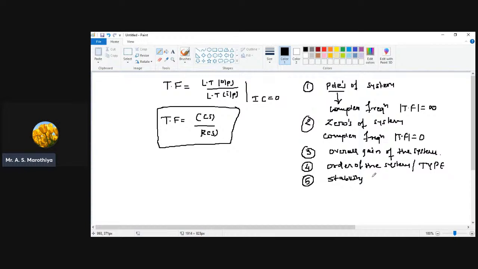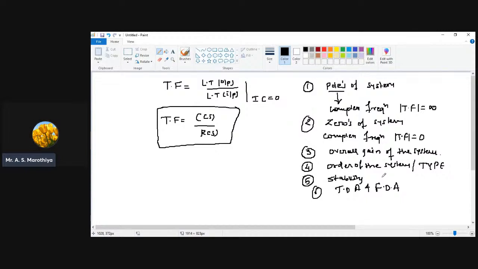That is very important. In the same way, we can also find out the time domain analysis and frequency domain analysis once we know the transfer function of the system. But to find out those things, again we need to have the transfer function of that particular system.